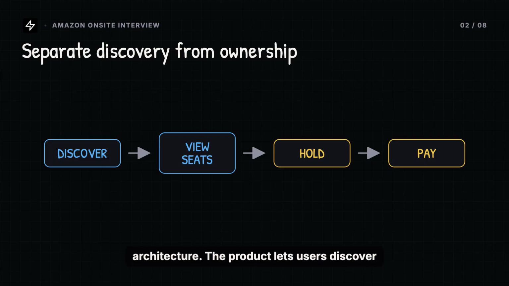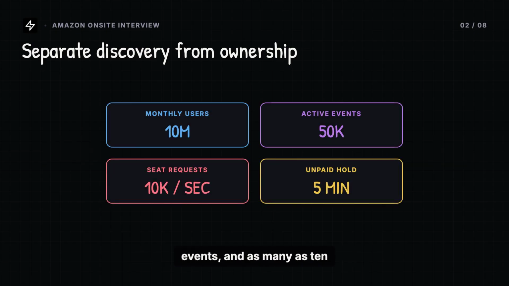The product lets users discover events, view assigned seats, reserve 1 or more seats briefly, and pay for a confirmed booking. The public exercise assumes 10 million monthly active users, 50,000 active events, and as many as 10,000 seat requests per second during a popular on-sale. Unpaid reservations expire after 5 minutes.